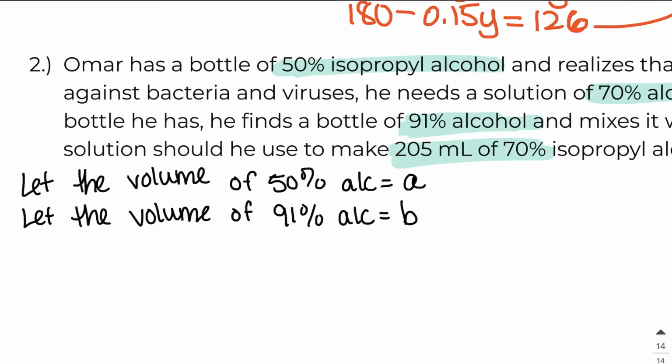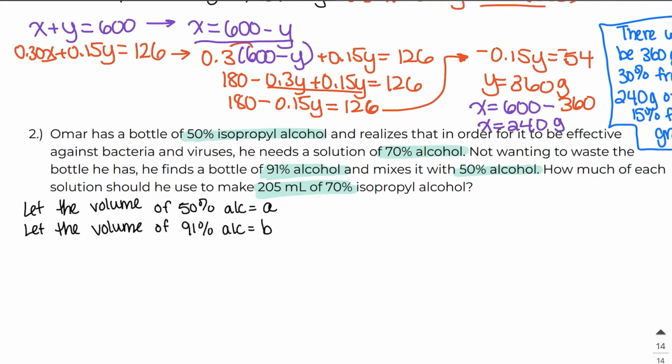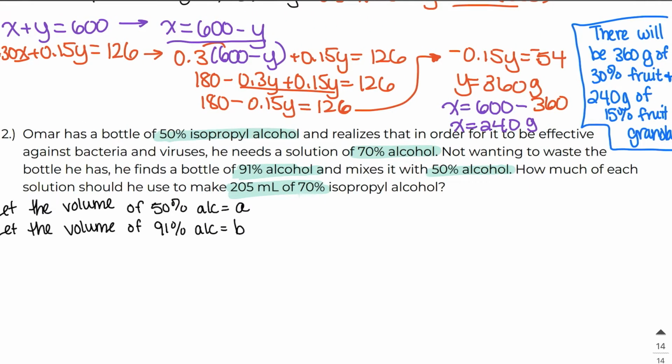We have two variables, so that means we have to write two equations. So first of all, let's do our easy equation right here. We know that altogether, there's 250 milliliters. So the volume of 50% alcohol plus the volume of 91% alcohol has to equal 205 milliliters. So this one right here is the total. This is the equation for the total.